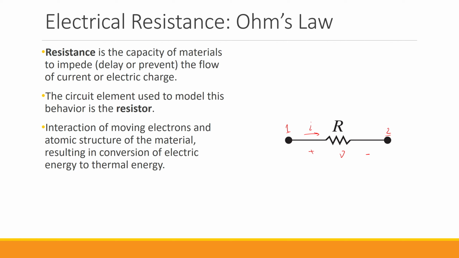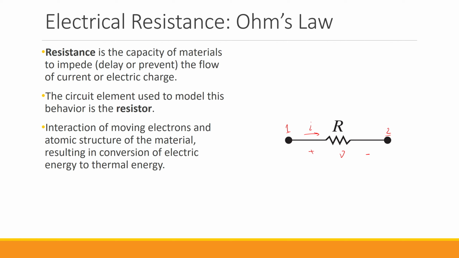The interaction of moving electrons or protons with the atomic structure of the material results in the conversion of electric energy to thermal energy. Because of this conversion, we say that we have a resistance for this specific material, for example.